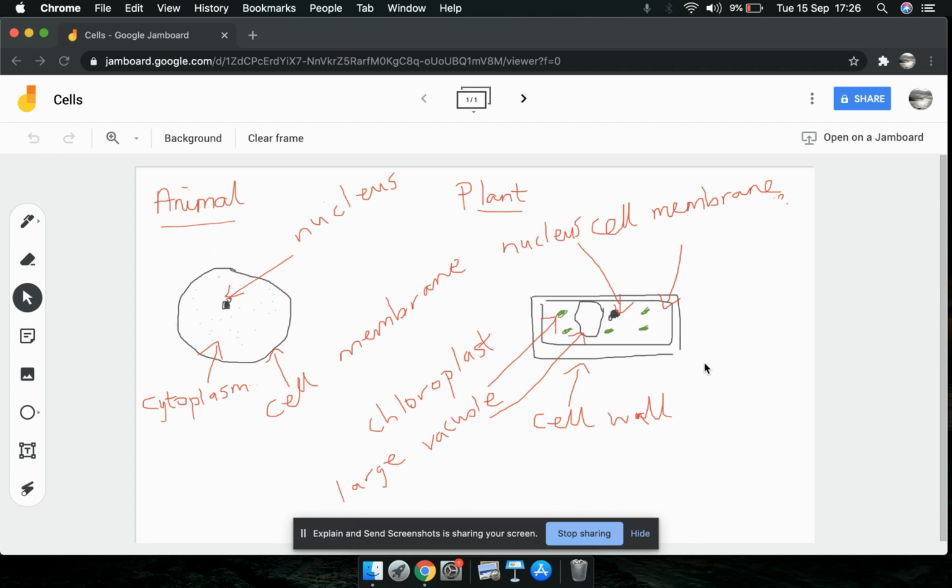We've talked about the nucleus, the cell membrane, the cytoplasm. In a plant cell, we talked about the nucleus, the cell membrane, the cell wall, the large vacuole, and the chloroplast. And there's two other parts that we could talk about, but when I come back next week, we'll talk about those in detail. Okay, so that's it for today. That has been the plant cell and animal cell diagrams.